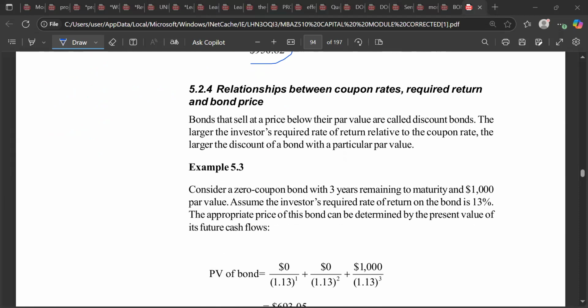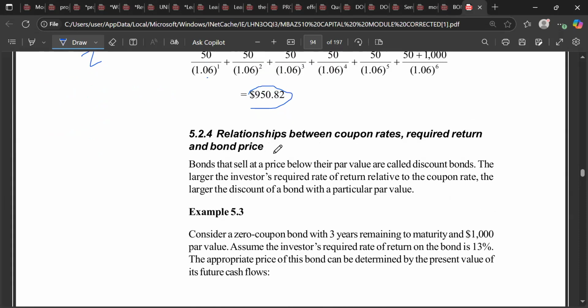So let's look at the part on the coupon rate: the relationship between the coupon rate, required return, and bond price. How are coupon rates related to the bond price and the required market return? There are about three key relationships. When your coupon rate, CR, is less than your required return, RR, you obtain what is known as a discount bond. A discount bond is one where the price is less than the par value, so less than 1,000, which is 950 in our case.